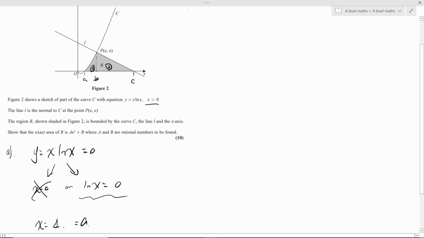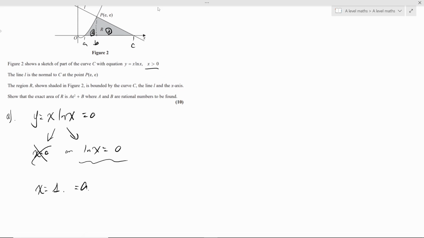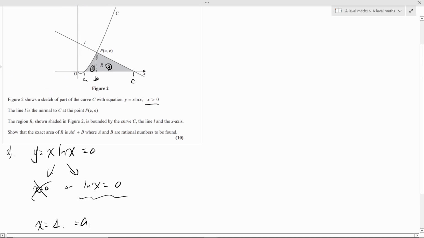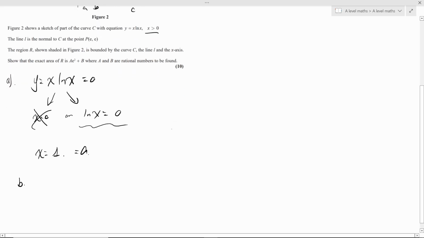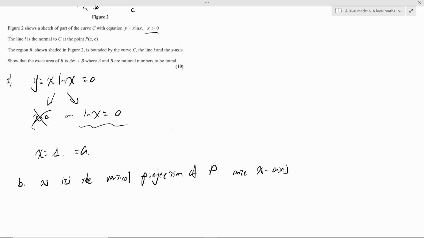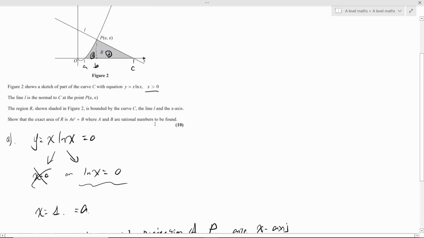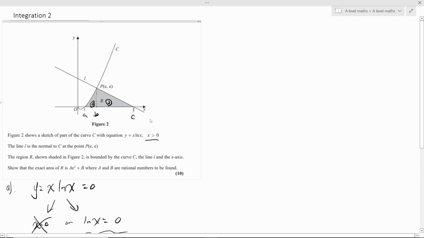And now let's determine B. As suggested by the graph, B is the point (e, 0), right? Because it's basically the vertical projection of P onto the x-axis. So B is e. And for our last thing, we're going to find C.